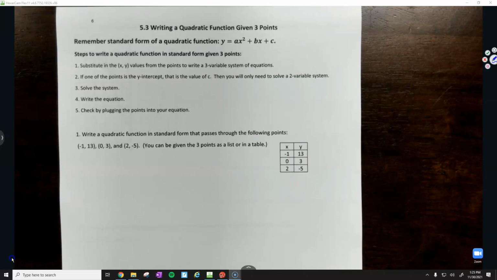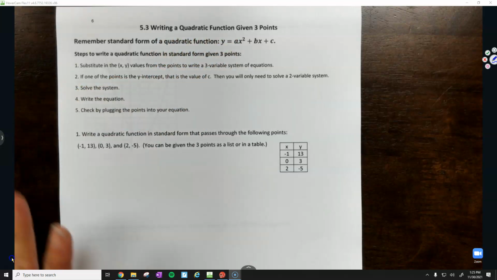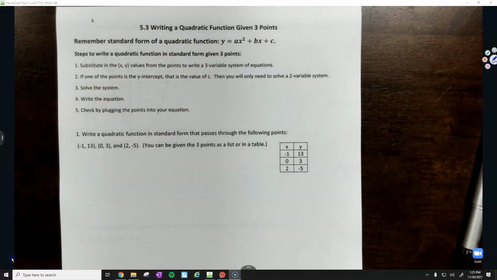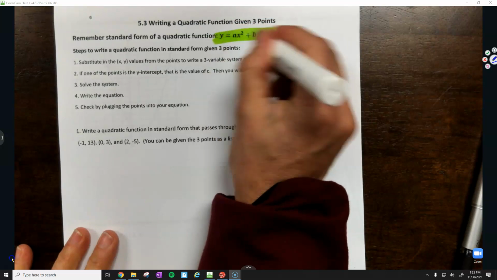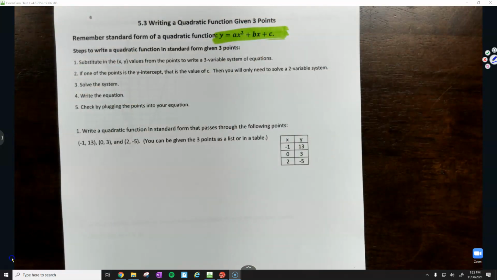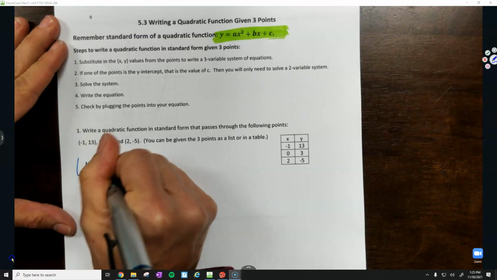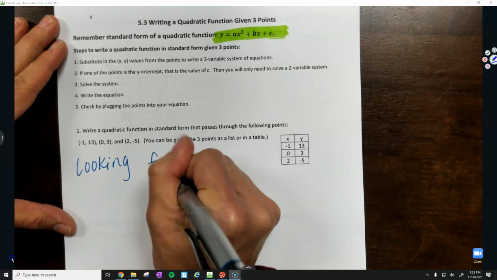Okay, guys, the next piece is writing a quadratic function given 3 points. And it is very important for you to remember we're going to be writing it in standard form. So not vertex form, ax squared plus bx plus c. And what we are looking for are our ABCs.